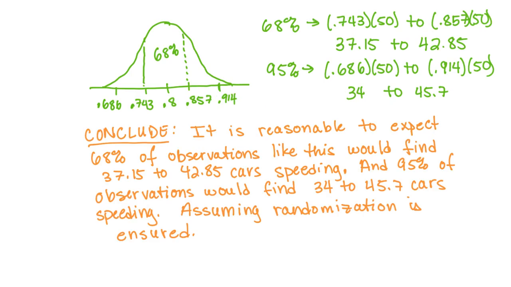So, conclusion, it's a mouthful. It is reasonable to expect 68% of observations like this would find 37.15 to 42.85 cars speeding, and 95% of observations would find 34 to 45.7 cars speeding. And of course, we can put that little note there about assuming randomization is ensured. So we're putting a lot on this.